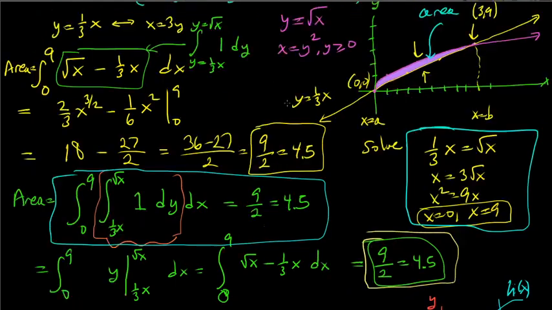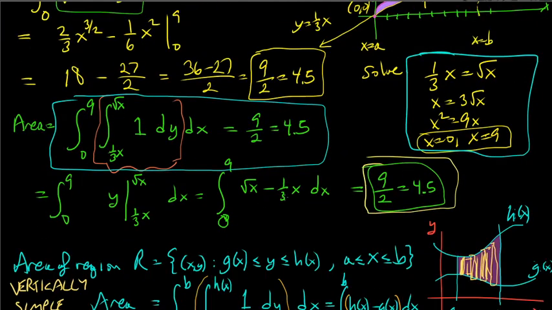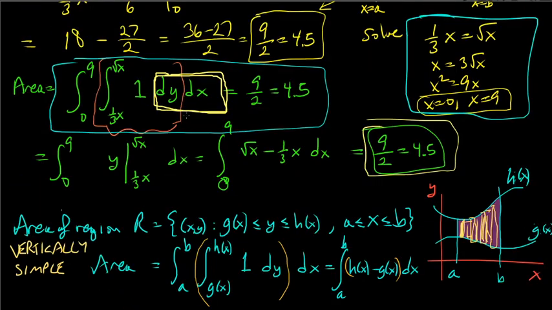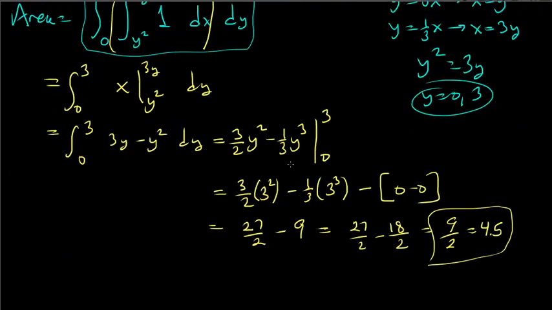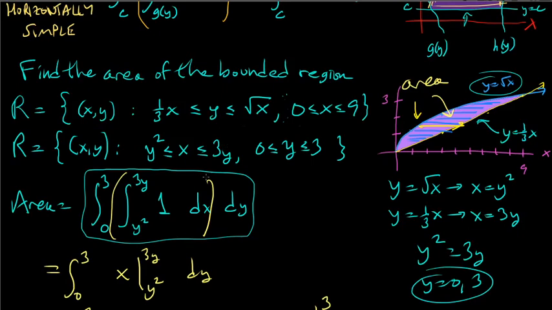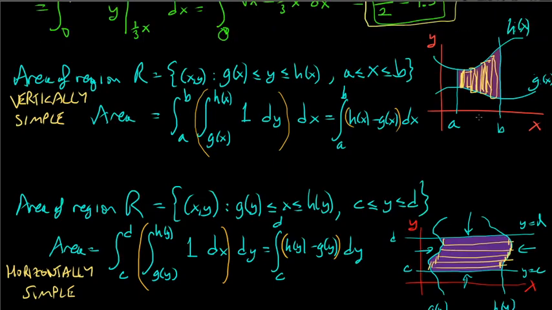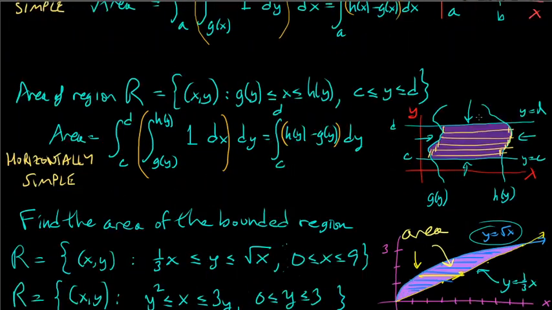The first case we did dy and then dx. So whichever comes first, that's the simple. Y comes first, y is vertical, so it's vertically simple. In this example here, the x came first, x is horizontal, so that's a horizontally simple region. Make sense? Yep. Okay.